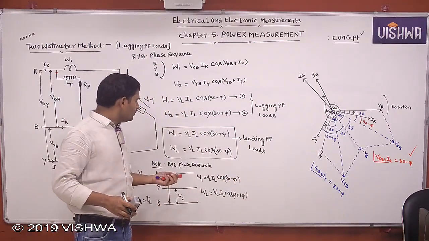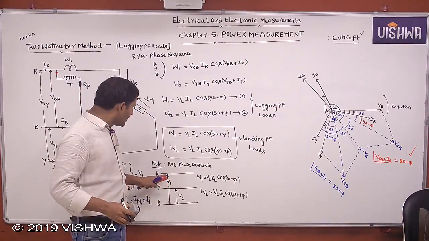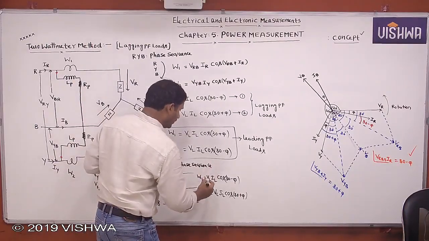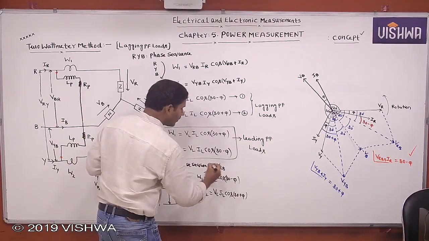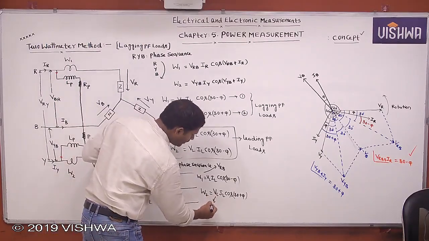Then one minute please. W1 is connected between R and B. This is VRB. W2 is connected between Y and B. This is VYB.